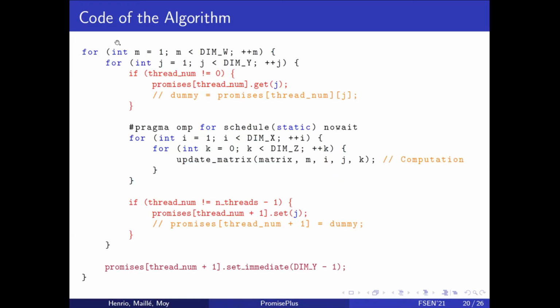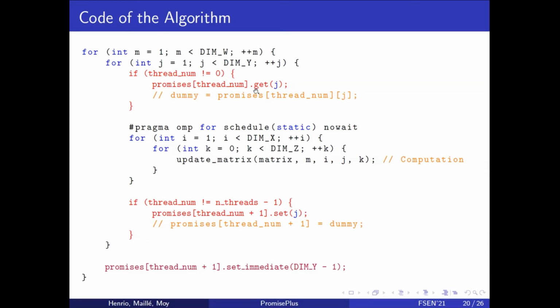Here we have the code of the algorithm. As I said, it works on a 4D matrix, so we have 4 for loops. At the core of it is the update matrix function that will perform the computation part of the algorithm. And here, at the beginning and end of the second loop, we have the synchronization point. Here, this thread synchronizes with the previous thread to get access to value at index j. And right here, we signal the next thread in line that value at index j is ready.